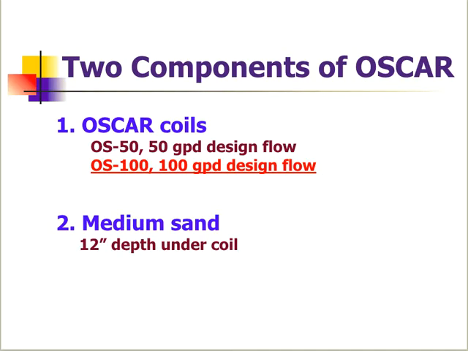The Oscar has two main components, the coils themselves. We actually have two versions of coils. One is a 50 gallon a day, and then another is a 100 gallon a day design flow, and they're labeled an OS 50 and an OS 100 respectively. The other main component for the Oscar is medium sand, and we're looking at a minimum of a 12-inch depth of medium sand under the coils.